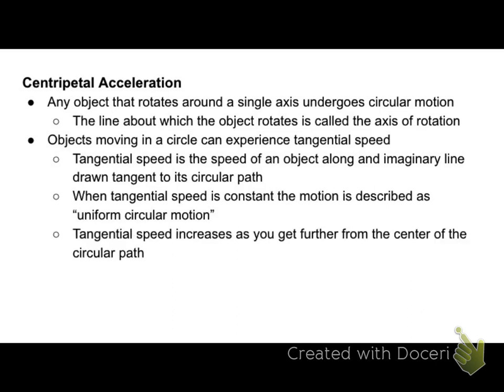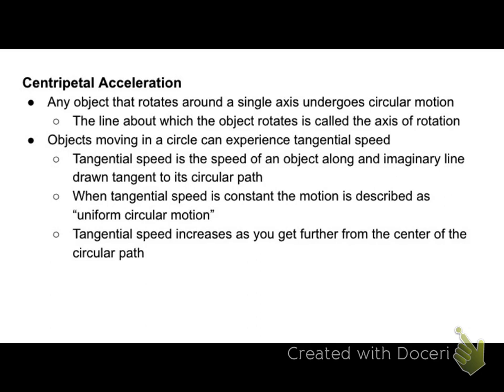Tangential speed will increase the further you get from the center of the circular path. When you're closer to it, you will go slower, and when you're further from it, so as your radius increases, then your tangential speed should also increase, if the period of time over which you're completing this motion remains the same. Obviously, if the time goes up, then it's different.